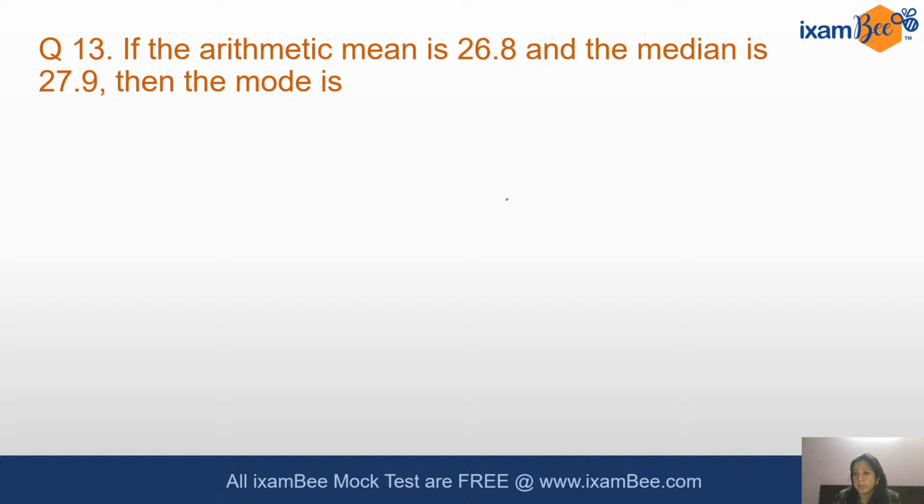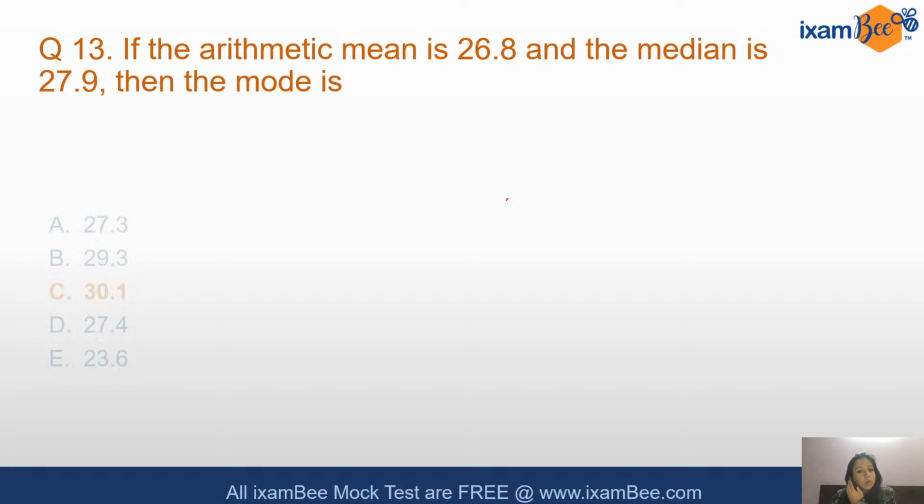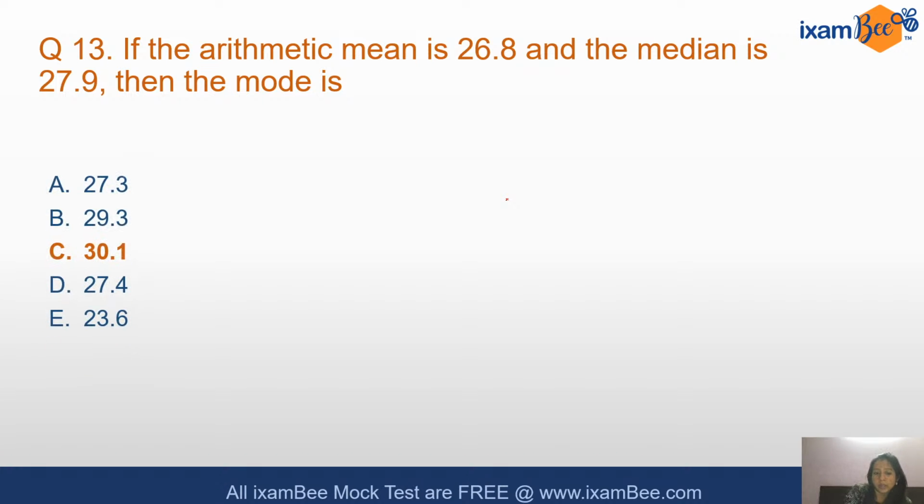And if the arithmetic mean is 26.8, the median is 27.9, then the value of mode, how are you going to calculate it? Actually, it is also a formula based question. So for calculating it, the formula is mode is equal to 3 median minus 2 mean. So from that formula you can calculate it.